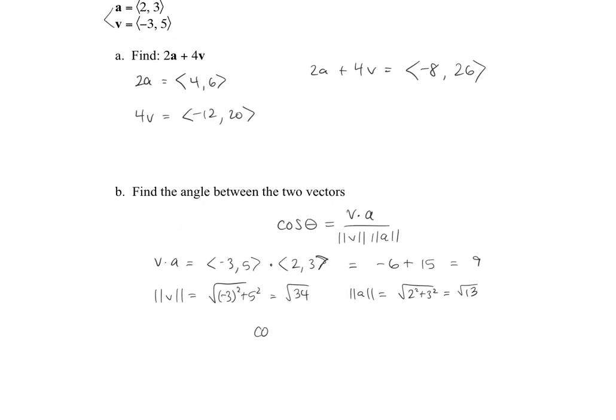So then cosine of the angle between the two vectors is equal to the dot product, which is 9, divided by the product of the magnitudes. That ratio comes out to be about 0.428. So the inverse cosine on both sides gives us an approximate value here of 64.65 degrees.